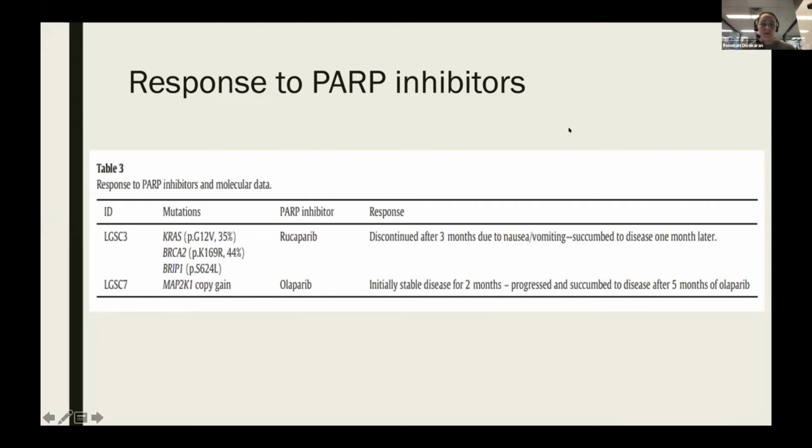This is the response to PARP inhibitors. So there were 2 patients that were given PARP inhibitors. The first was discontinued after 3 months due to nausea and vomiting and succumbed to disease 1 month later. And the second initially had stable disease for 2 months, but then progressed and succumbed to disease after 5 months of PARP.